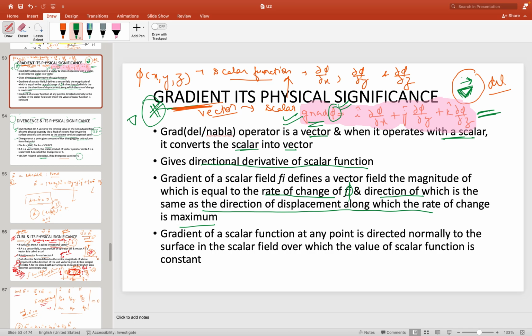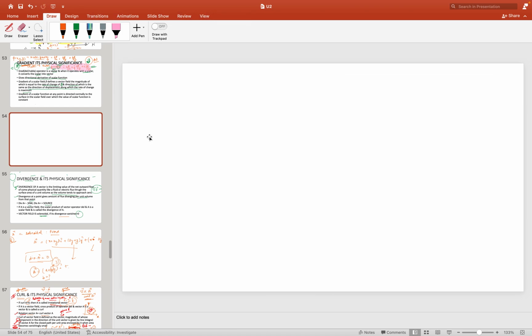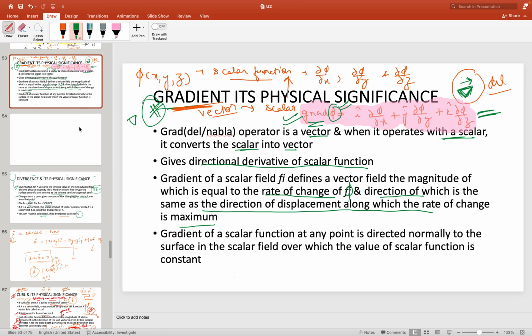That is the gradient. Let me give you some question to explain better about the gradient. How do we calculate it? Is this clear to everyone? Whatever I told you about gradient, like physical significance, how we define it, is it clear to everyone? Is this slide clear to everyone? Should we move further? Yes. Okay.